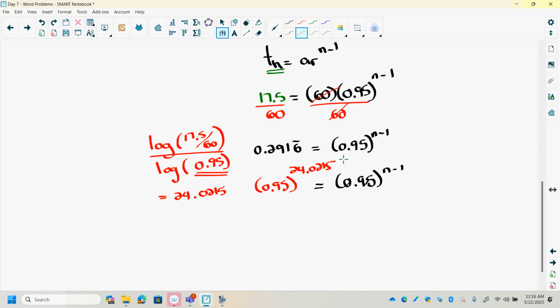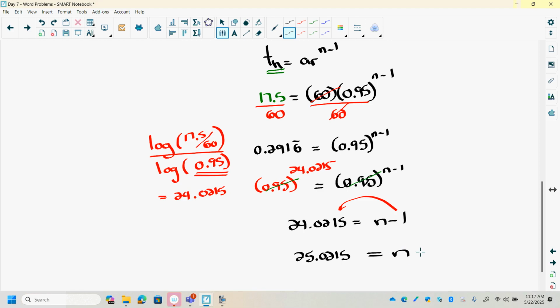And now what can I do? I can drop the base from both sides, set the exponent 24.0215 on the left, equal to the exponent n minus 1 on the right. I will add 1 to both sides, or move the negative 1 from the right to the left, and I would get 25.0215 equal to n. That's great, I solved the problem.